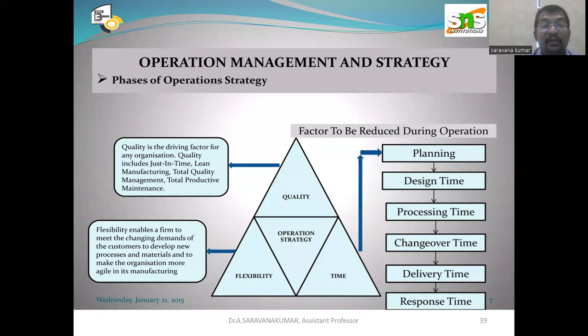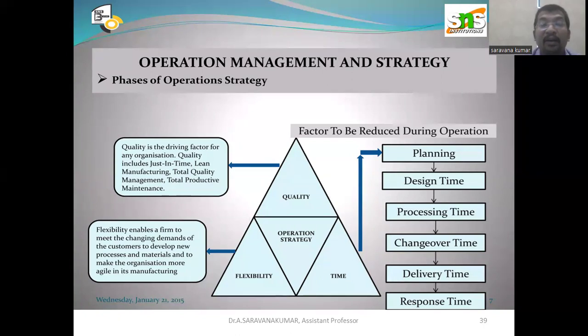Quality is the driving factor for any organization. Quality includes just in time. Just in time is useful to reduce waste. Whatever the demand, whatever your need for that particular product, only those resources you are going to purchase and you are going to manufacture your product. So just in time, lean manufacturing, TQM (total quality management), total productive maintenance. These are the things related to quality.